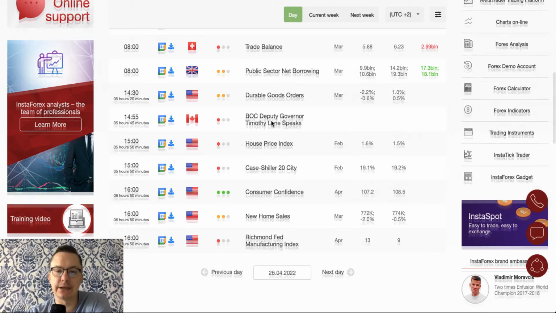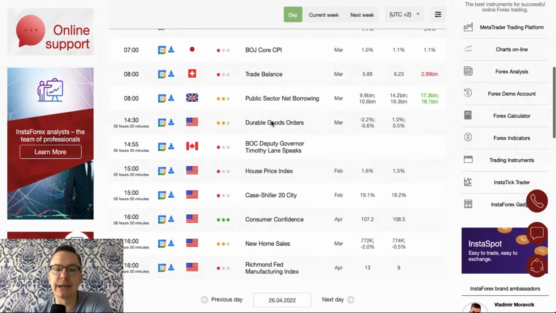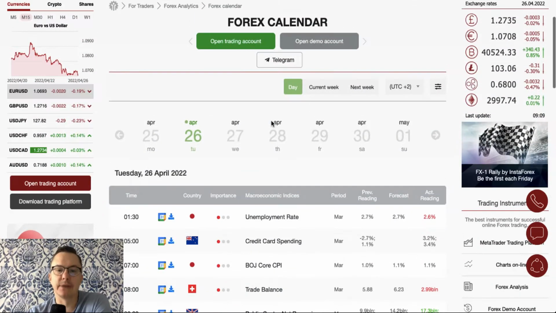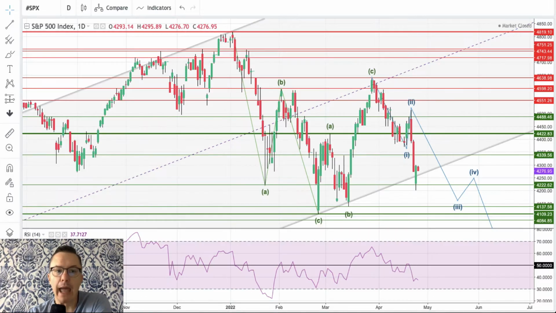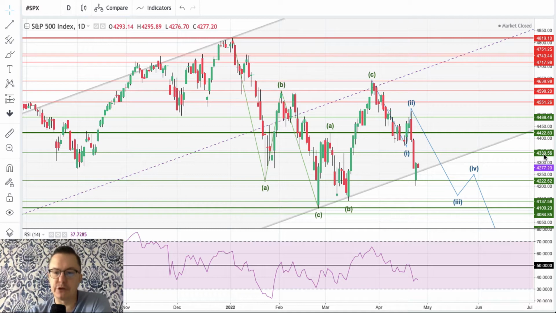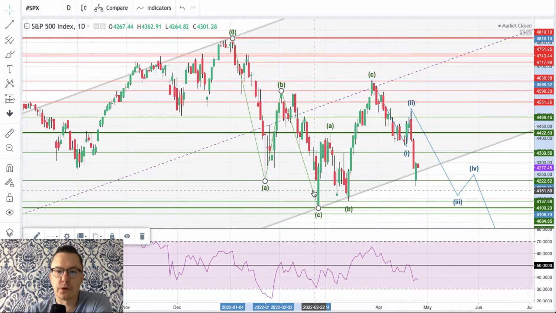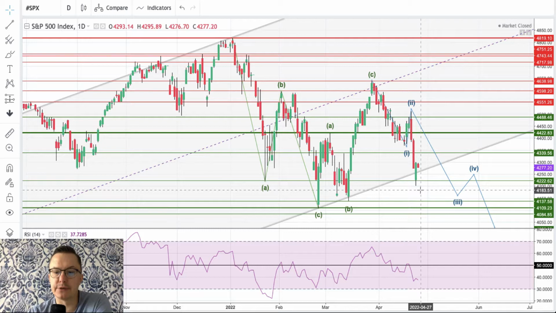Let's then take a look today at the American markets and the markets related to the USA. The first one we are going to look at will be the S&P 500. The daily time frame chart of the S&P 500 looks very bearish. It's because of the recent price action that looks like a wave 3 to the downside.